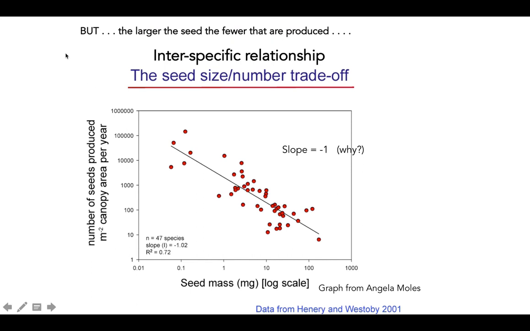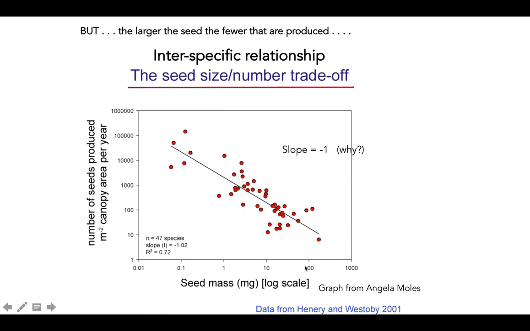Okay, but we have to remember that all of this allocation is done under the context of trade-offs. And so here what I'm showing you is an interspecific relationship. And when I say interspecific, that means that each data point here is for a different plant species. And so this is a comparative relationship across species. And we're plotting seed mass versus the number of seeds produced per canopy area of forest per year. If you notice, there's a negative relationship.